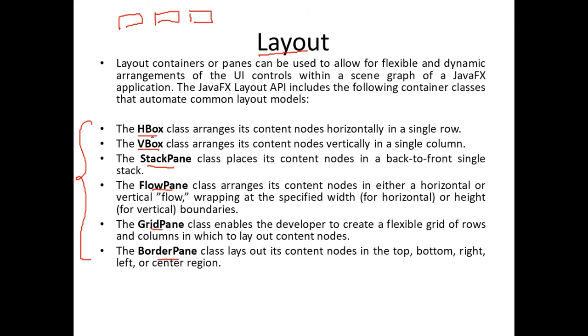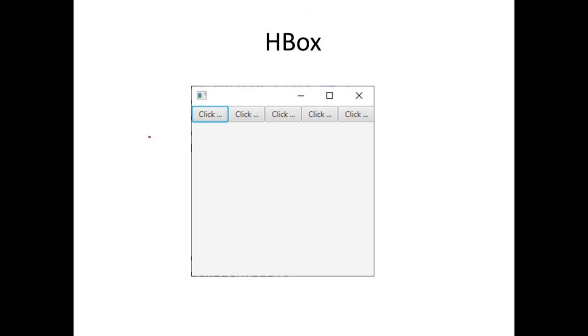Let's go and start understanding each of these layouts, and even before going into that, let's take a look at some of the layouts. Say this is the HBox layout. What do you mean by an HBox layout? We are just going to take all the controls and arrange them in a single row. So we put everything in a row. So that is called HBox or horizontal box.